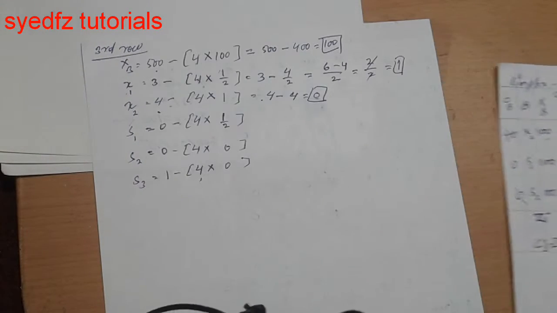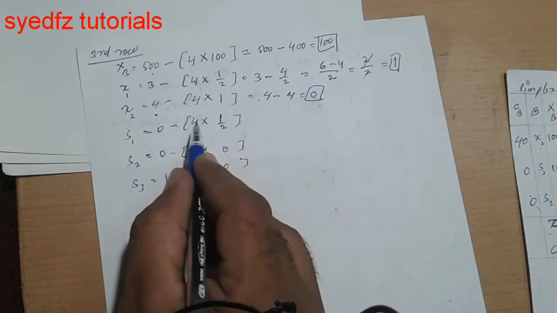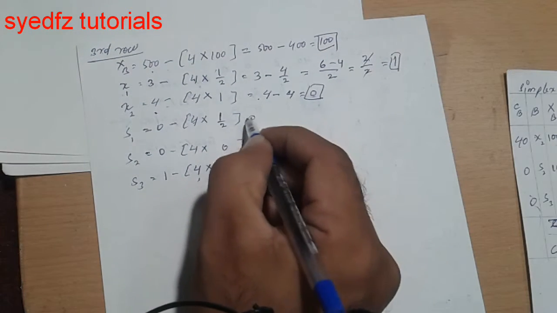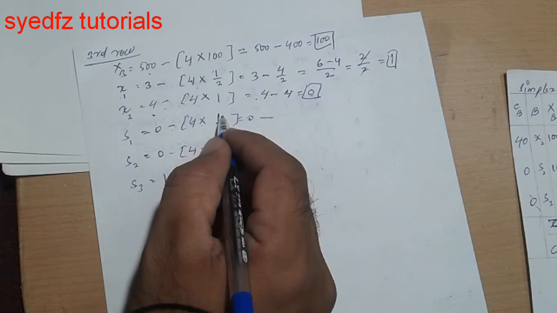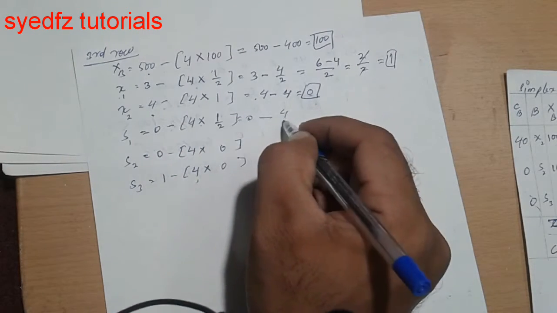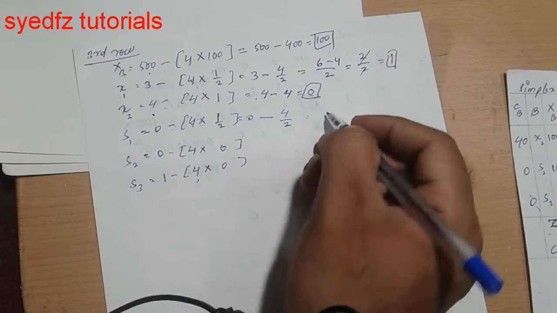And now for the third one, 0 remains here, minus, plus into minus, minus, 4 1s are 4, divided by 2, 4 divided by 2. How can we write?